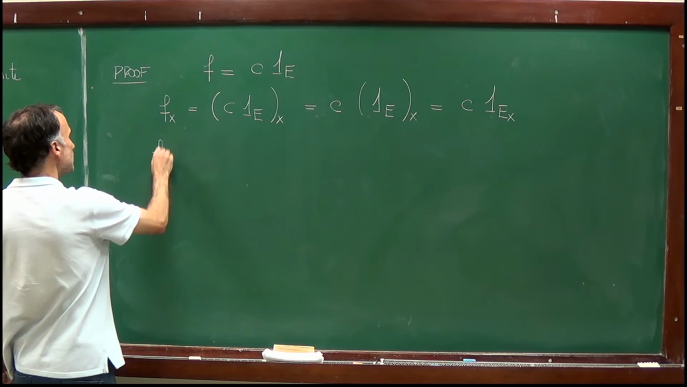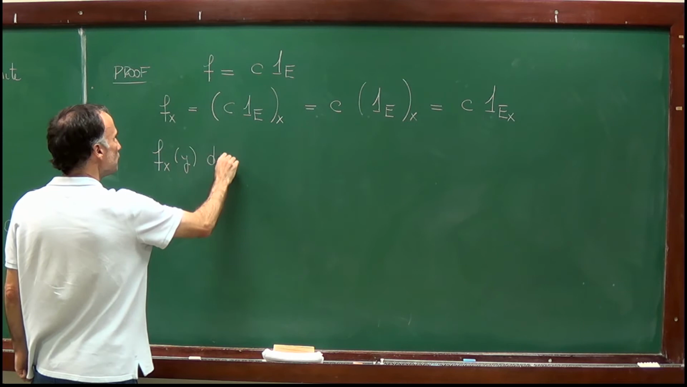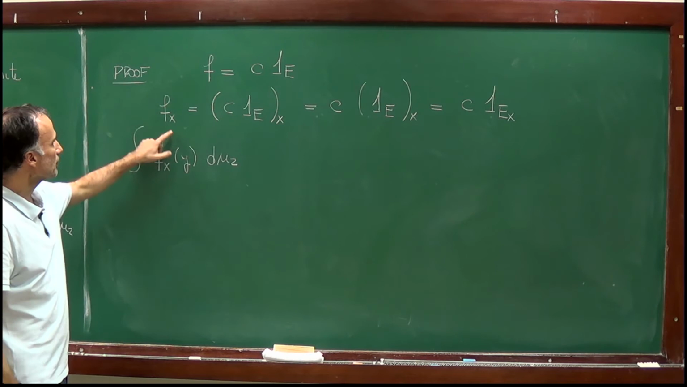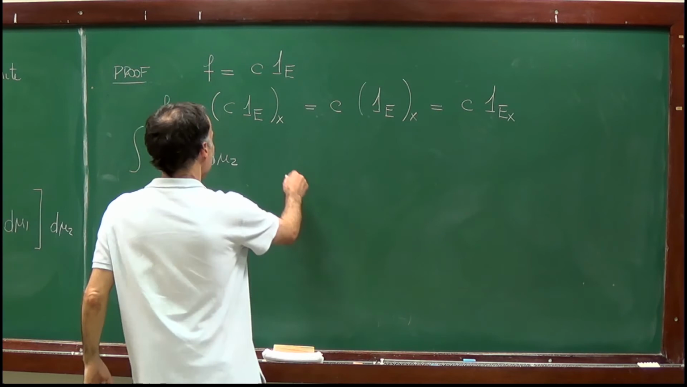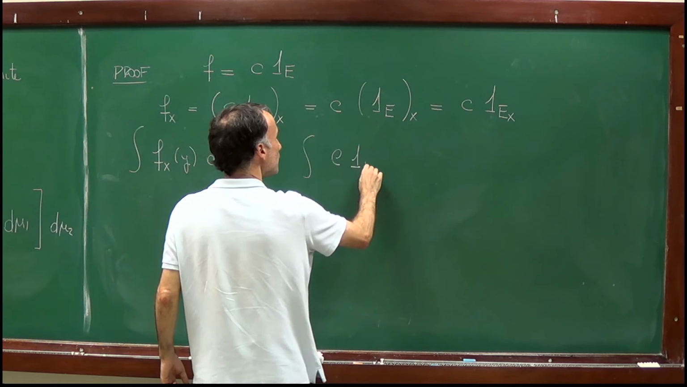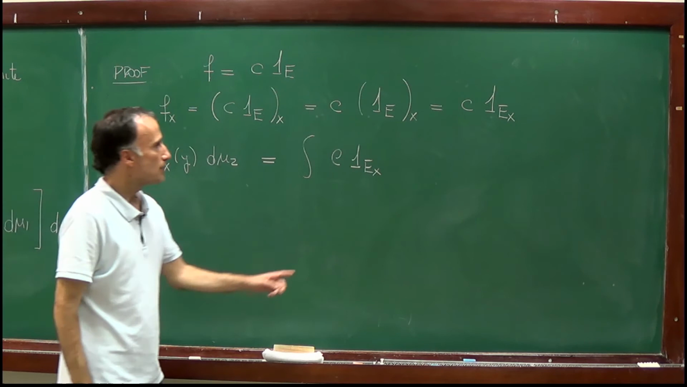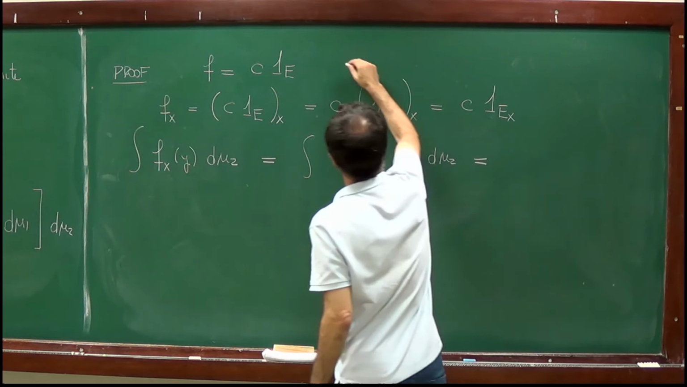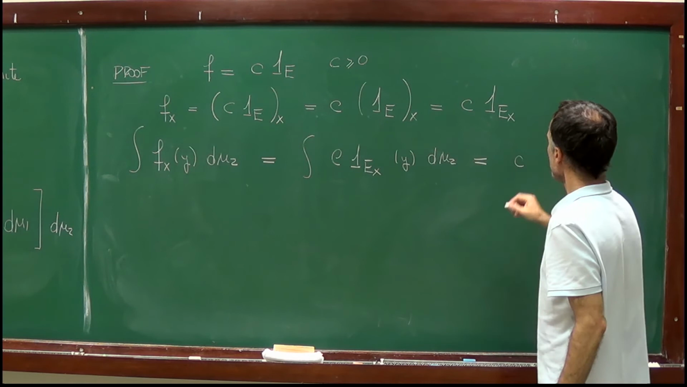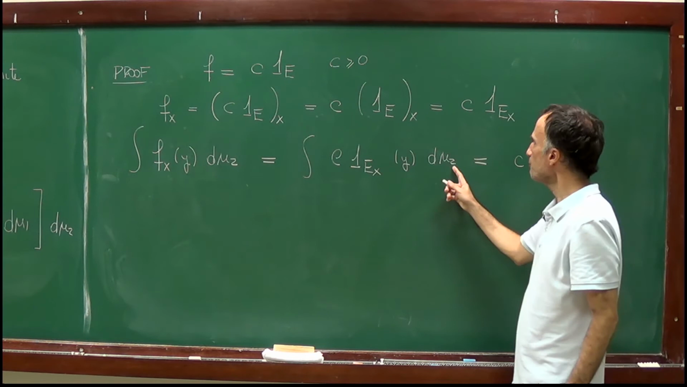So if I now integrate this function as a function of y with respect to mu2, I'm fixing x, and I'm integrating this cross section of the function f in y with respect to mu2. By this identity, this is just c times the indicator of the section at x of the set E. Here I'm taking a non-negative constant. So by linearity, this is c times the integral of this set with respect to mu2, which is mu2 of Ex.